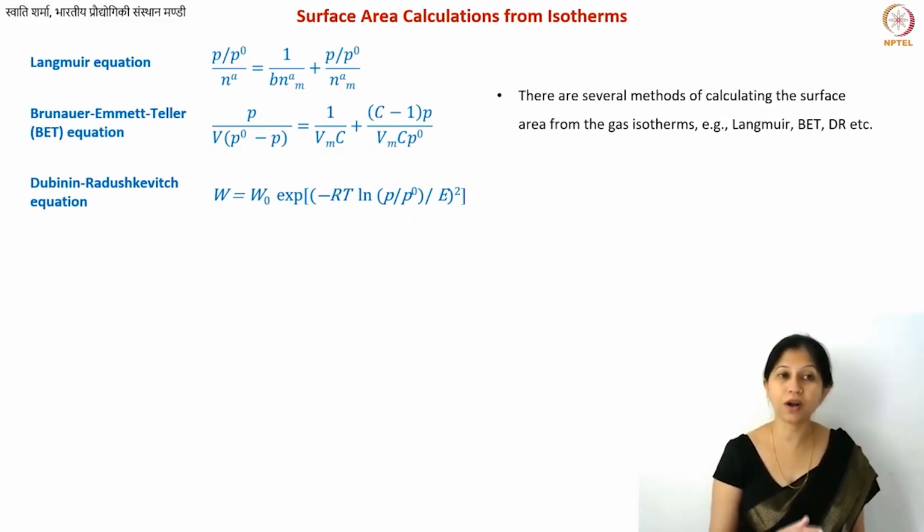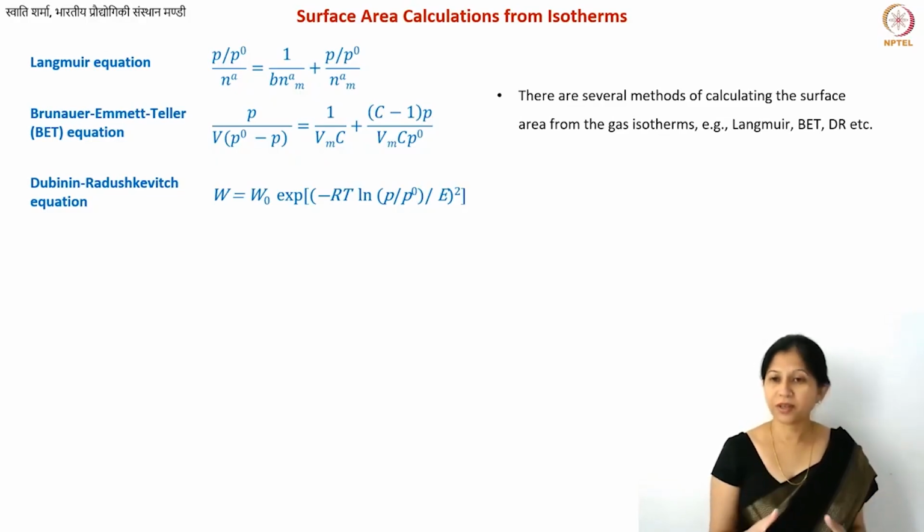Okay, and then you also have another. Actually, there are multiple methods of calculating surface area from the isotherms, and the other one is Dubinin-Radushkevich. This is a method that is used for calculating, often not just carbon materials, but also in the case of liquid adsorption isotherms, this method is commonly used.